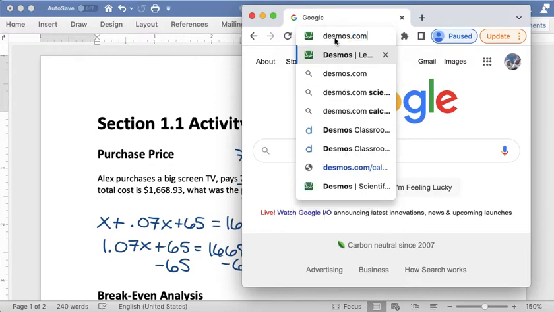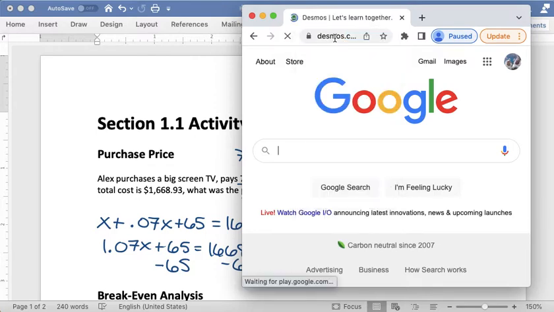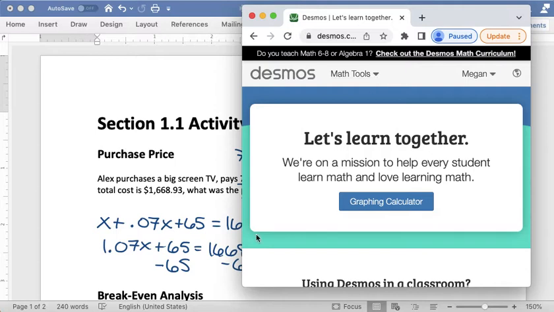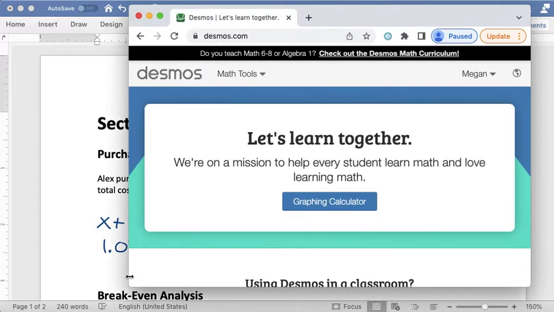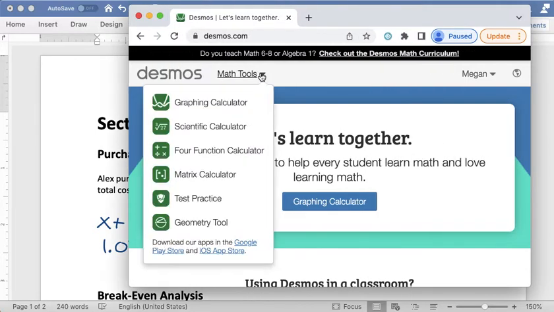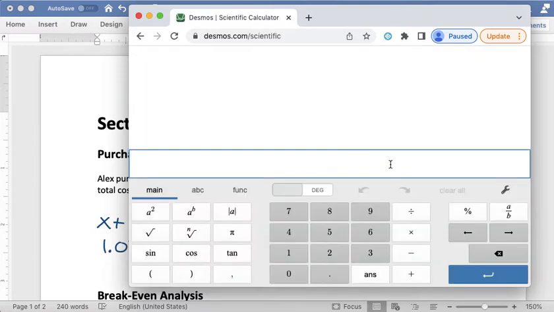desmos.com, D-E-S-M-O-S. And then under the math tools, you should see at the top, if you click on that, it brings up quite a few different types of calculators. We're going to use a couple of these throughout the semester, but today we're going to use Scientific Calculator. So I pull that up, and this is what I get.